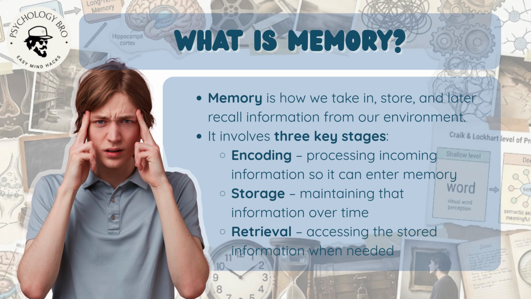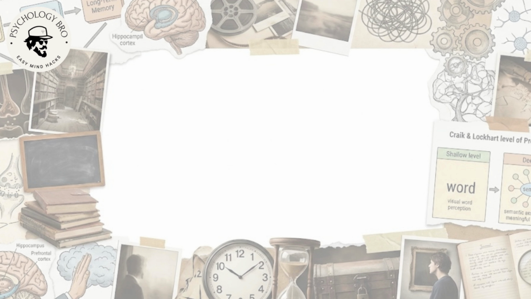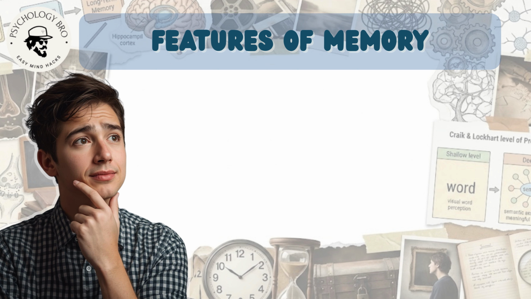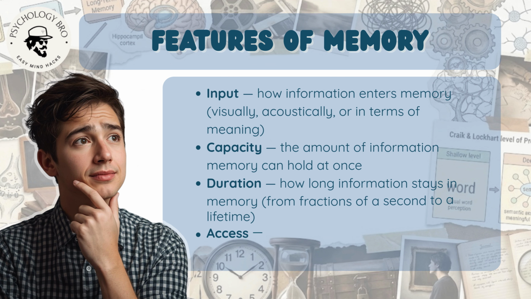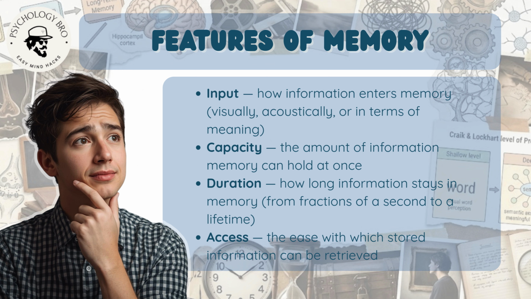Think of it like a computer. You type on a keyboard, encoding, save the file to your hard drive, storage, and open it up later to read it, retrieval. Now, when we evaluate memory, we look at four distinct features. Input. How does information enter memory? This could be visually, acoustically, through sound, or in terms of meaning.